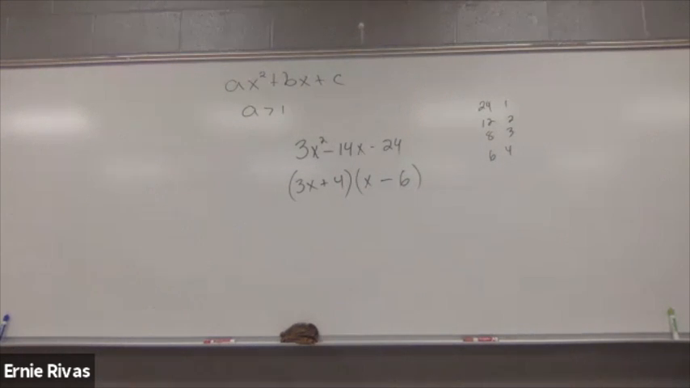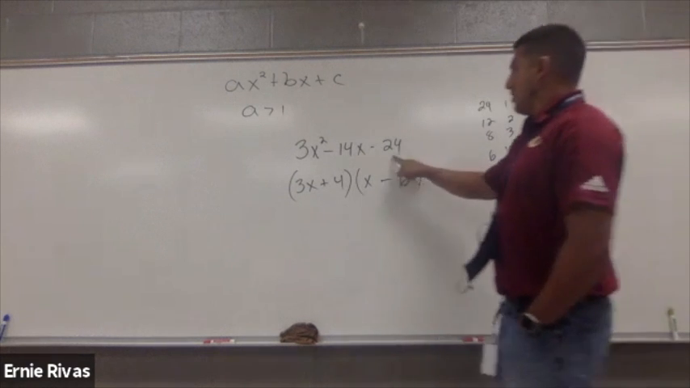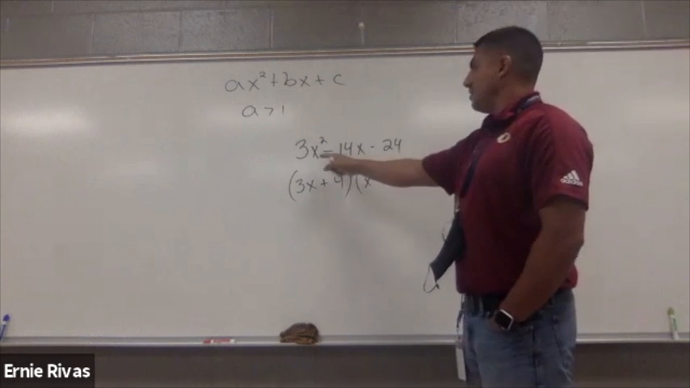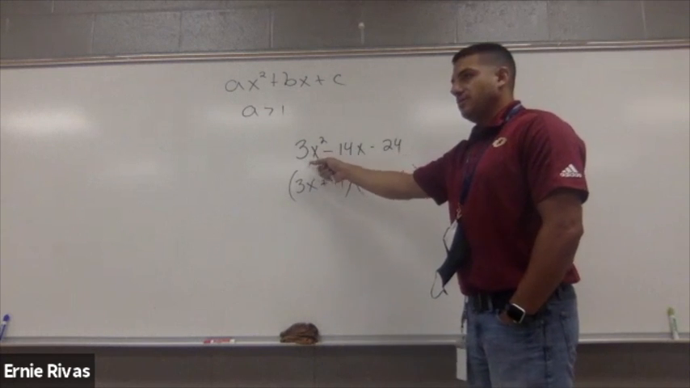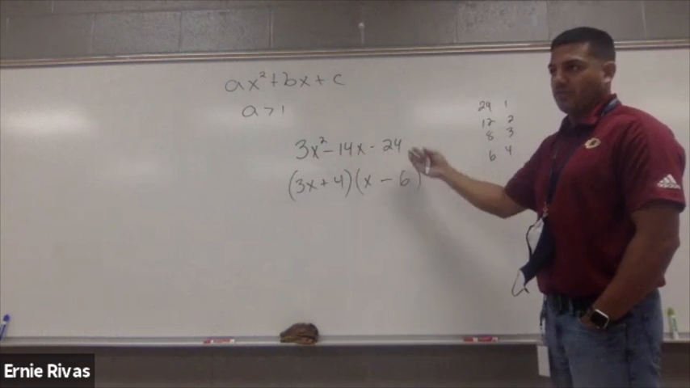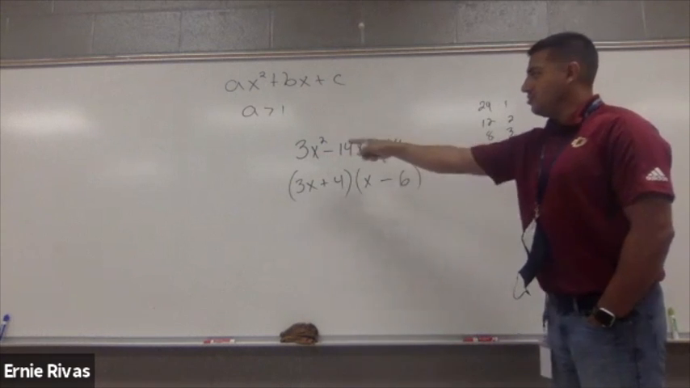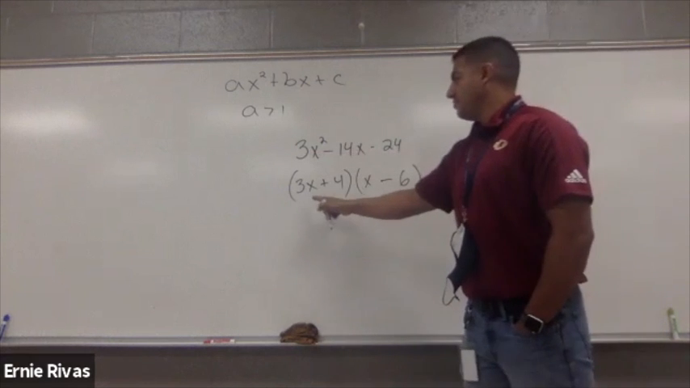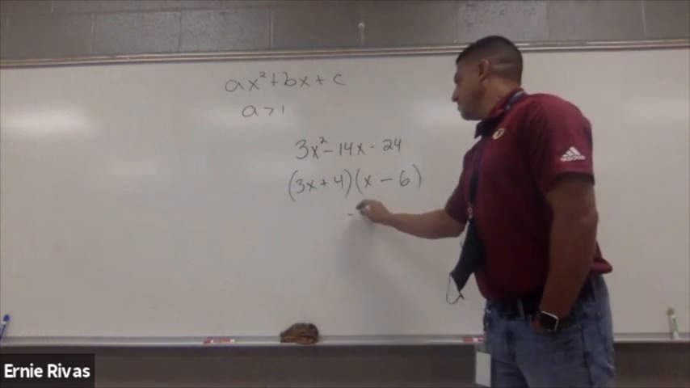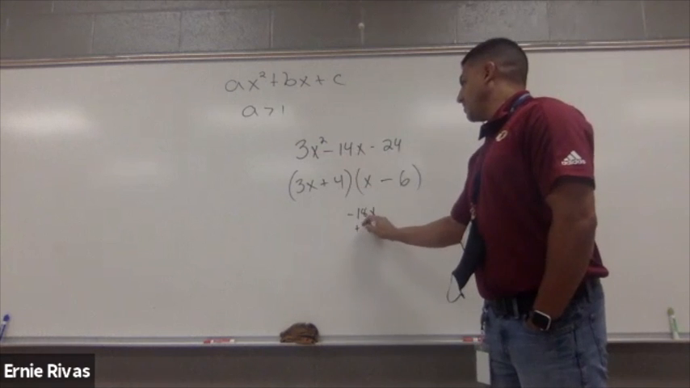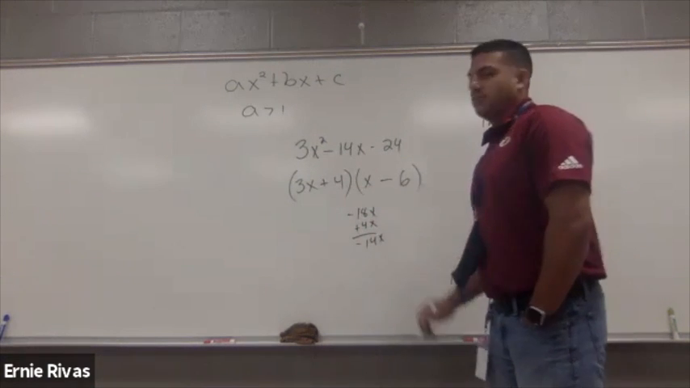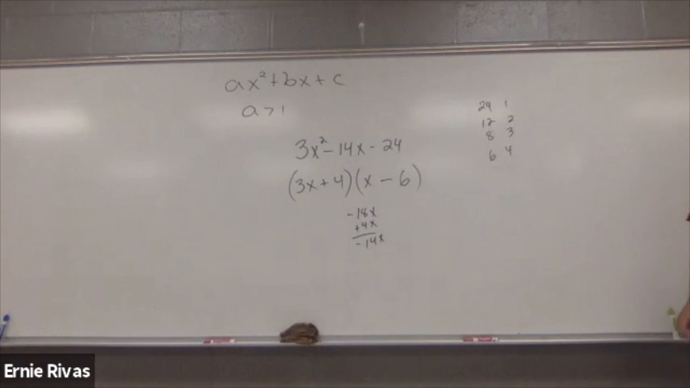So how can we check our work? We can FOIL it back out. Do we need to FOIL the entire thing? No, because for the 1000th time I've said it, and you're tired of me saying it, we picked the numbers to be 3x squared. We picked the numbers to be 24, negative 24. So we know that those two parts are going to be right. So really all we need to check are the outer and inner. 3x times negative 6, negative 18x, and then plus 4x gives us that negative 14x that we needed. Okay.